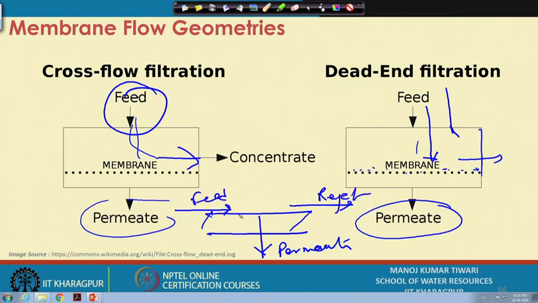So, the flow through the membrane is such that the direction of feed is kind of parallel to the membrane, and under pressure the flow through these membranes takes place and is then collected, whereas reject flows through this way. So, that is your typical cross flow module.